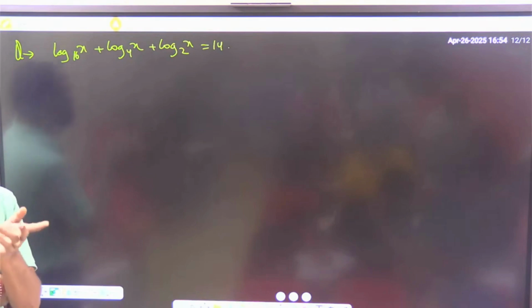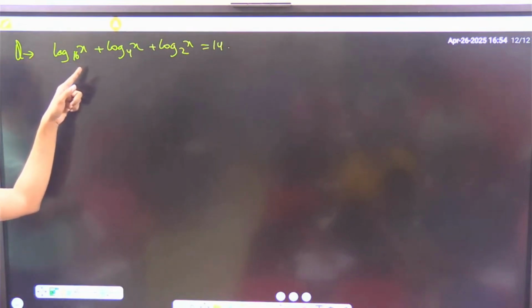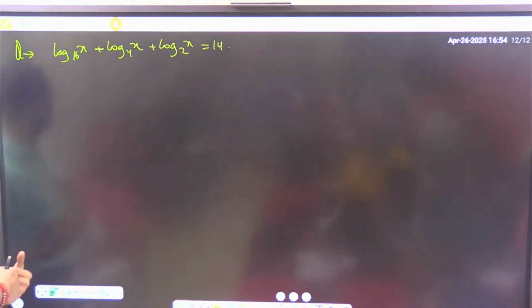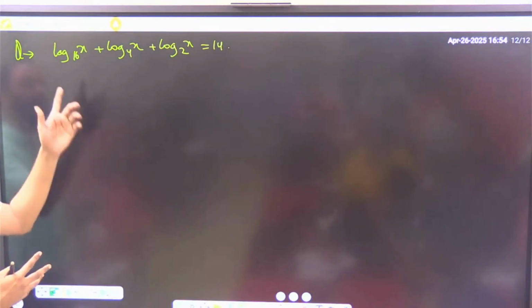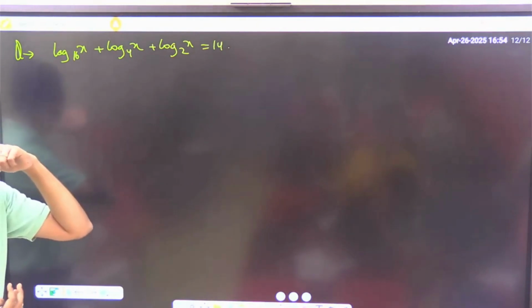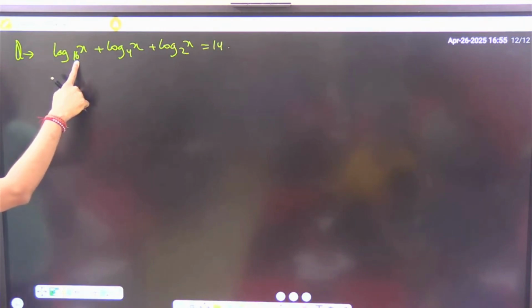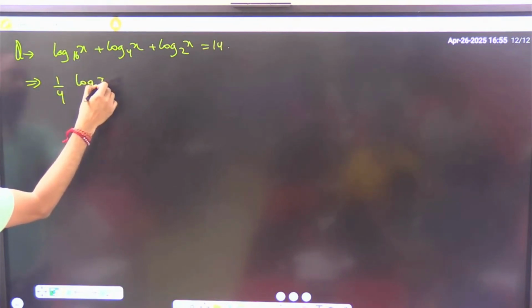Well, two ways. We could apply the property that 16 is 2 to the power 4, 4 is 2 squared, and then take the powers out in the denominator. Or the alternate way would be to take the reciprocal values and switch the base to x. But doing the first way would be more convenient. What can we do with this 16? 16 is 2 to the power 4. So this is like writing 1 by 4 log x to the base 2.